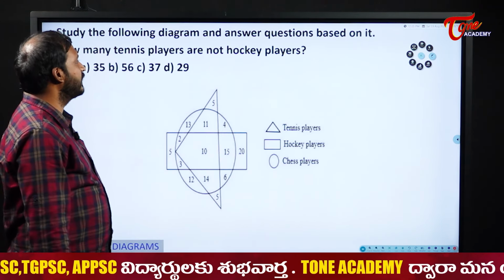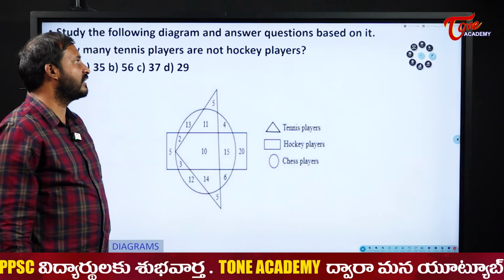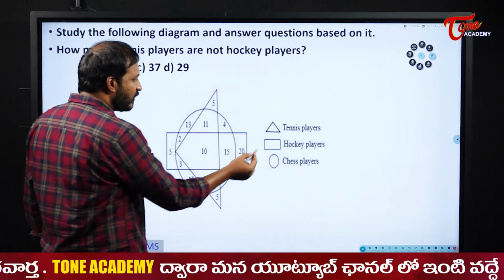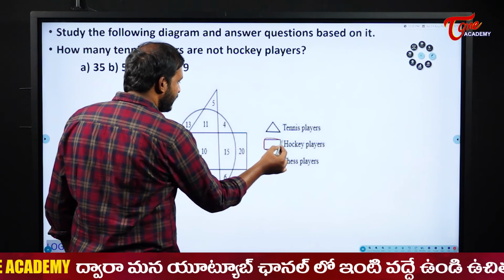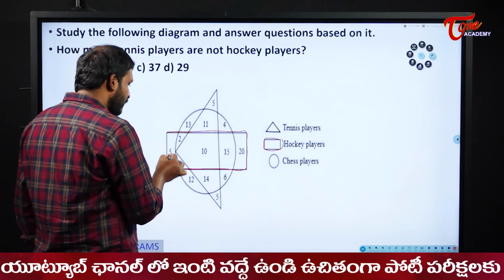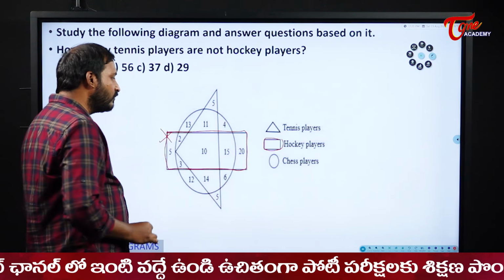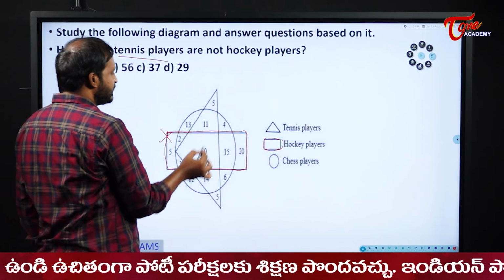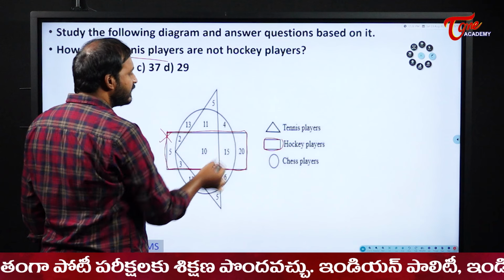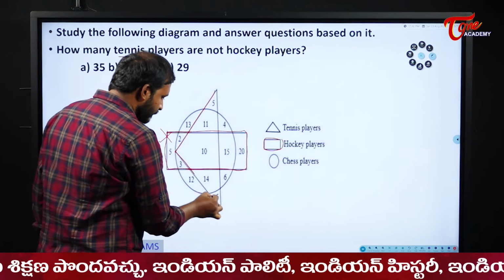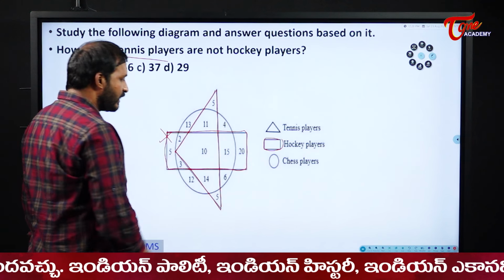Now study the following and answer. How many tennis players are not hockey players? Not hockey. So hockey is what, students, here for me? A rectangle, right? So I should completely eliminate this rectangle portion. Why? Because not hockey, I should not have these rectangle numbers. Next, how many tennis players? Tennis players means the triangle, right? So here I have the triangle.